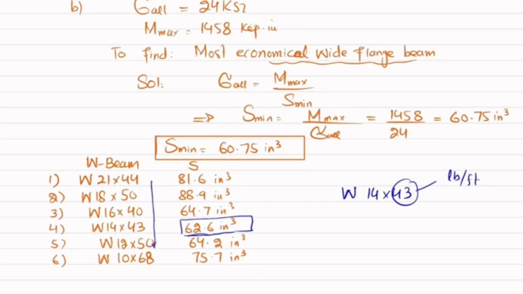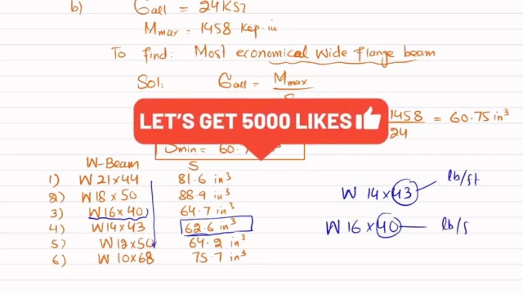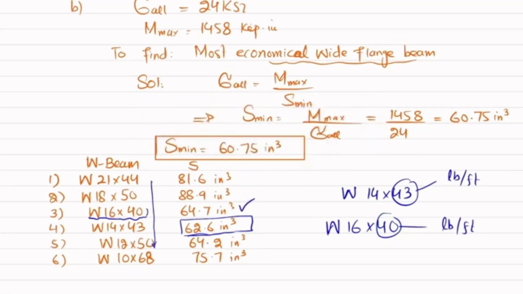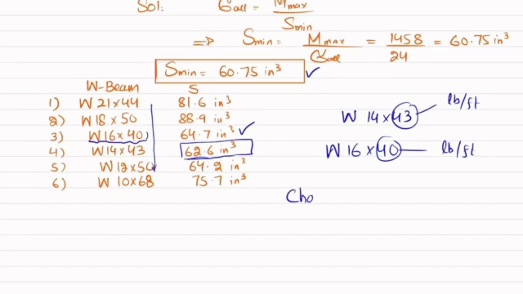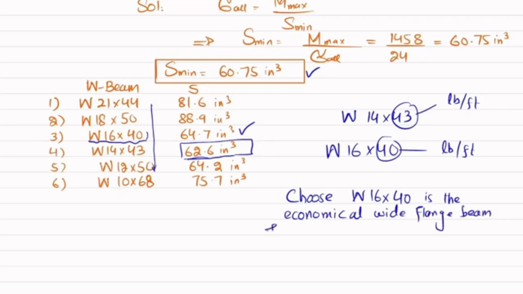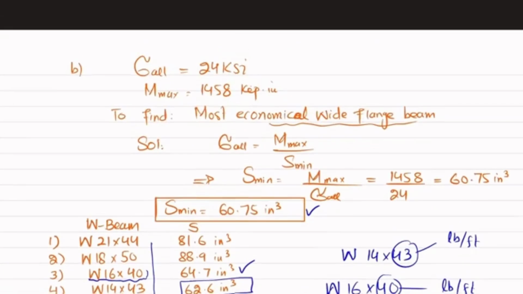Among all these options, you can see this W 16 into 40 has the smallest weight per feet, and its section modulus is 60.4, which is also greater than the minimum section modulus. So what will we choose? We will choose W 16 by 40 as the economical wide flange beam for the loading shown, and allowable normal stress of 24 ksi.